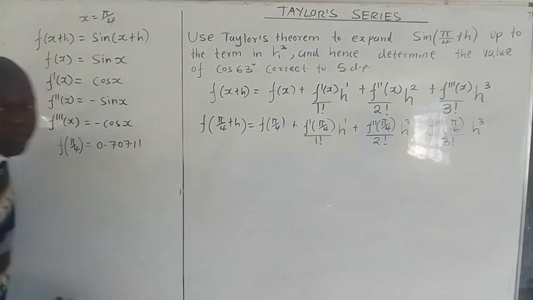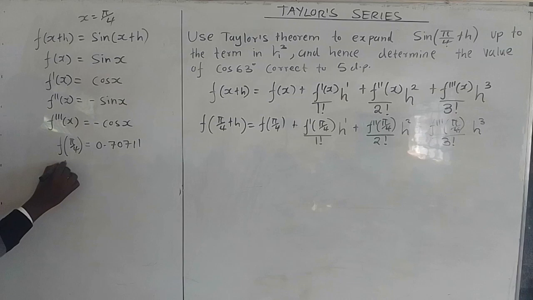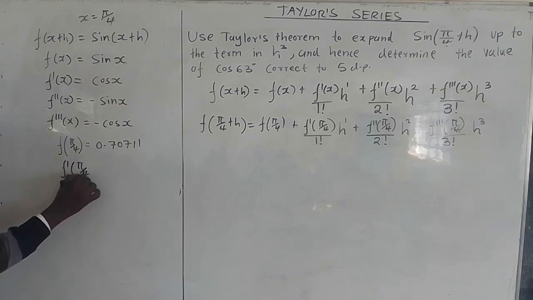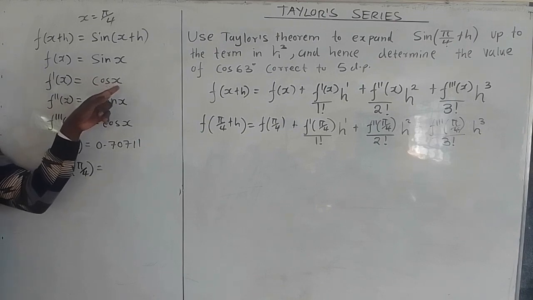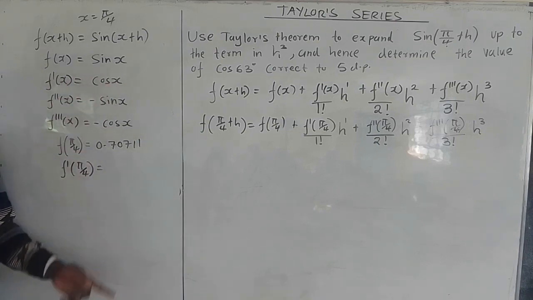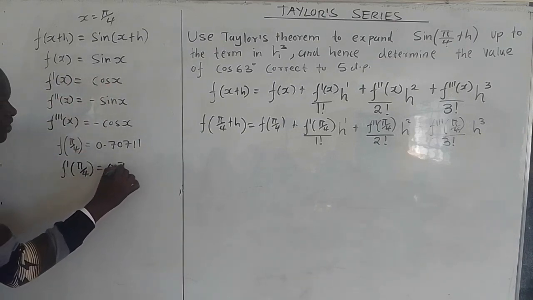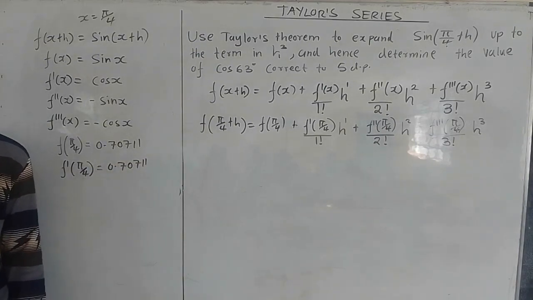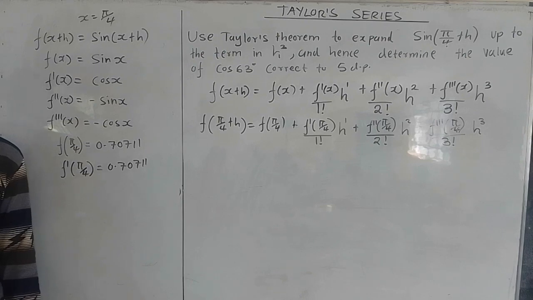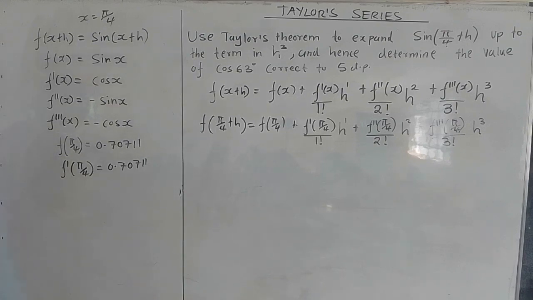So f prime of pi over 4, what is that? Here we have f prime of x, meaning where there is x, we put pi over 4, isn't it? So f prime of pi over 4 is the same thing, because I can see that is the cofunction identity. Complementary angles: sine is equal to cos when the sum of the angles adds up to 90 degrees, isn't it? Are you seeing? Yes. You move to the next one.